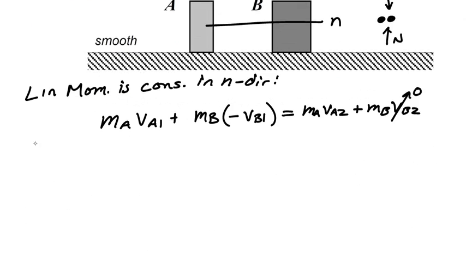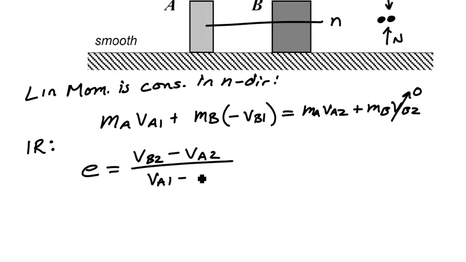Now in addition to this relationship, I can apply the impact rule, which I sometimes write short as IR, and this tells me that the coefficient of restitution E is equal to the ratio of relative velocities post and pre impact, so I can write this as VB2 minus VA2 divided by, in this case, VA1 minus VB1. Again, I'm going to note that post-impact, the speed of block B is 0, and so this is going to give me that minus VA2 is equal to E times quantity VA1 minus VB1.